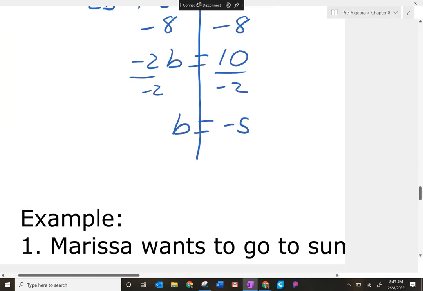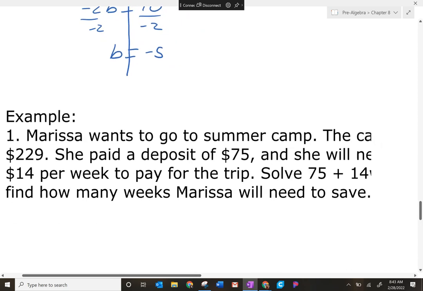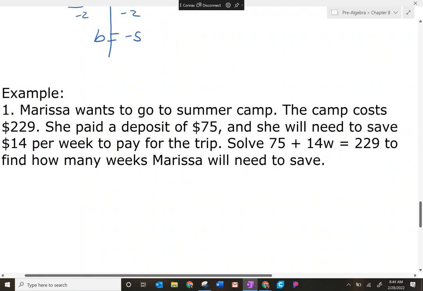Okay, my very last part before we get onto the homework stuff is we do have a story problem. I want to make sure you guys get the story because it's real. It says Marissa wants to go to summer camp. The camp costs $229 per week. She pays a deposit of $75 and she'll need to save $14 per week to pay for the trip. That's kind of what we're going to say is her allowance. Okay? So she's getting paid $14 a week. We need to figure out how many weeks she's going to need to save up that extra $14 until she gets all the way up to $229.